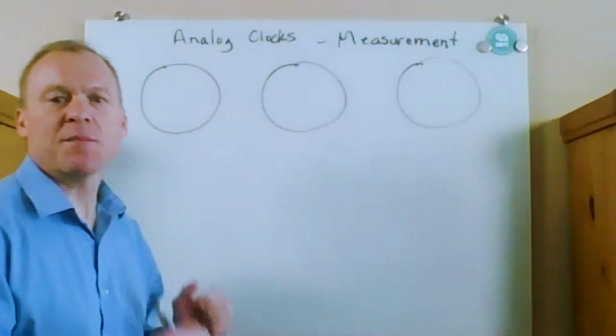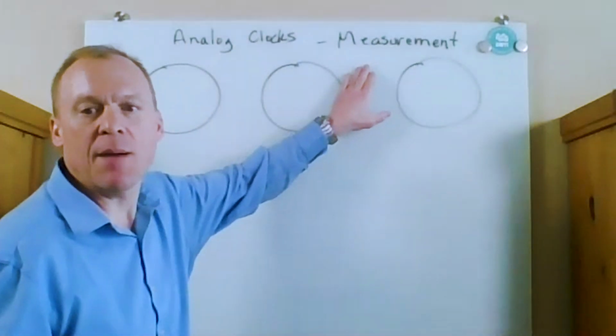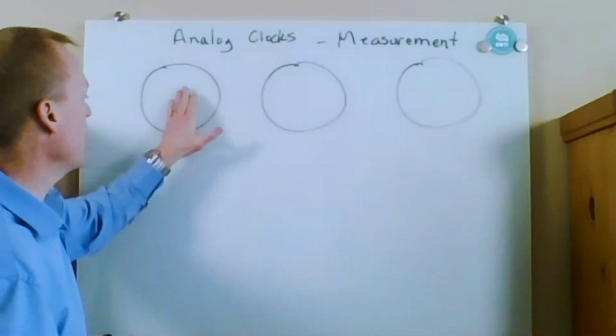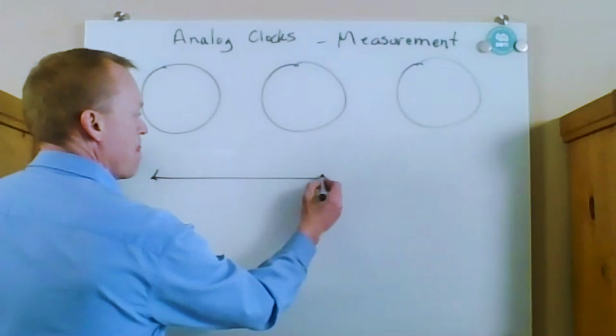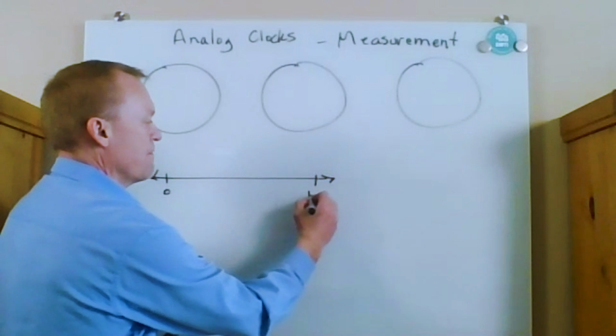Jonathan Brendefur, and we're going to be talking about analog clocks today. Now that fits under the topic of measurement. How do we measure things? So with an analog clock, I'm actually going to draw a number line here as well. And the number line is going to go from 0 to 12.